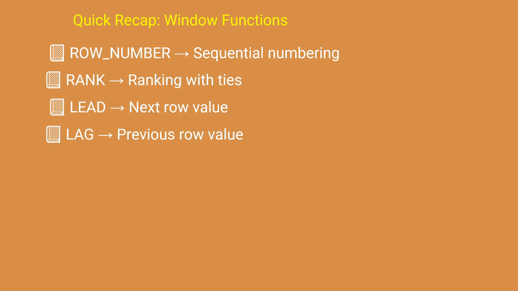Window functions provide advanced analytics. Row number assigns sequential numbers, rank handles ties, lead accesses the next row, and lag accesses the previous row.